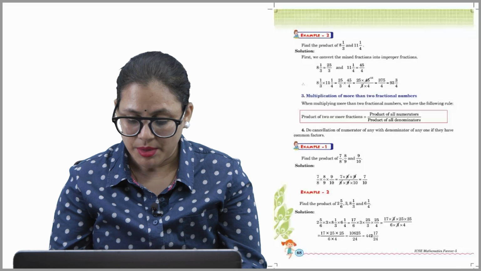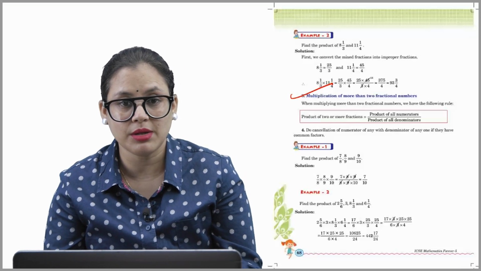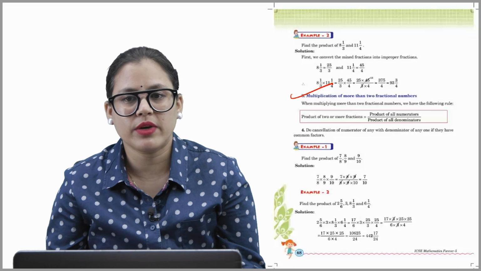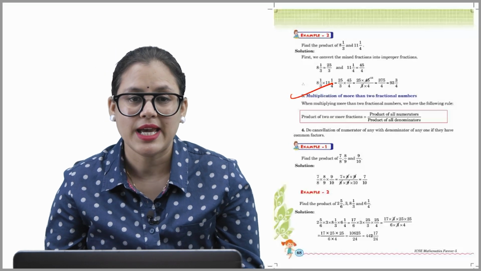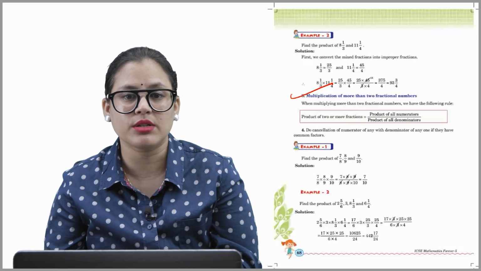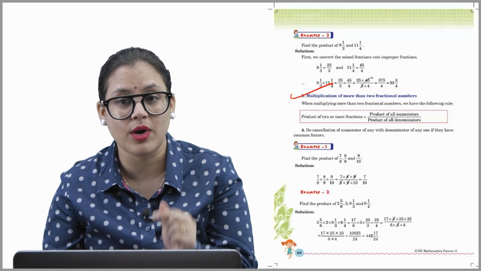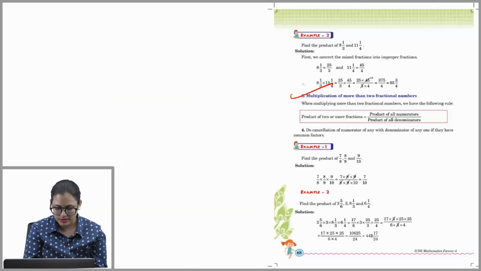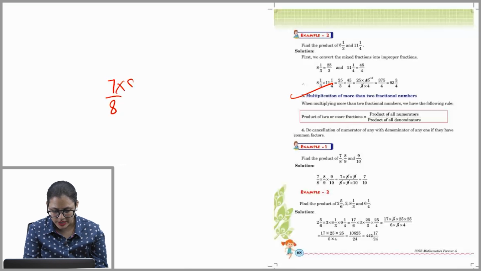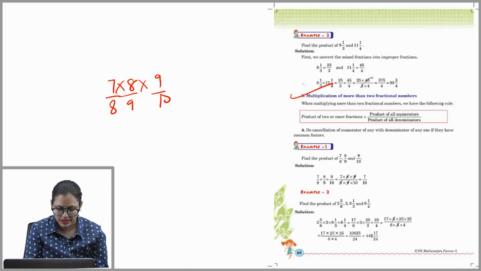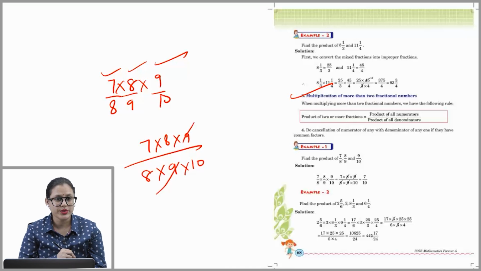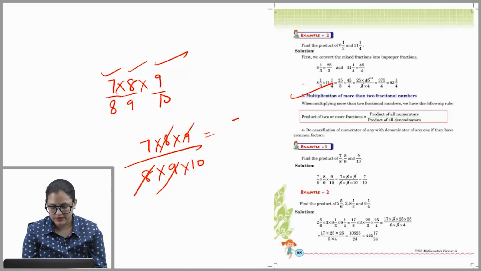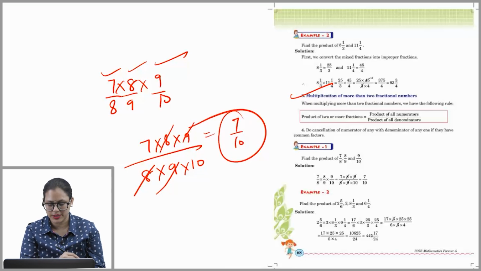Now number 3, multiplication of more than two fractional numbers. When multiplying more than two fractional numbers, we have the following rule. The product of two or more fractions is the product of all numerators upon the product of all denominators. And number 4, do cancellation of the numerator of any with the denominator of any one if they have common factors. For example, we have to find the product of 7/8 into 8/9 into 9/10. So we will find the product of numerators upon the product of denominators. 9 9 goes, 8 8 goes, 7/10 is the answer. Okay.